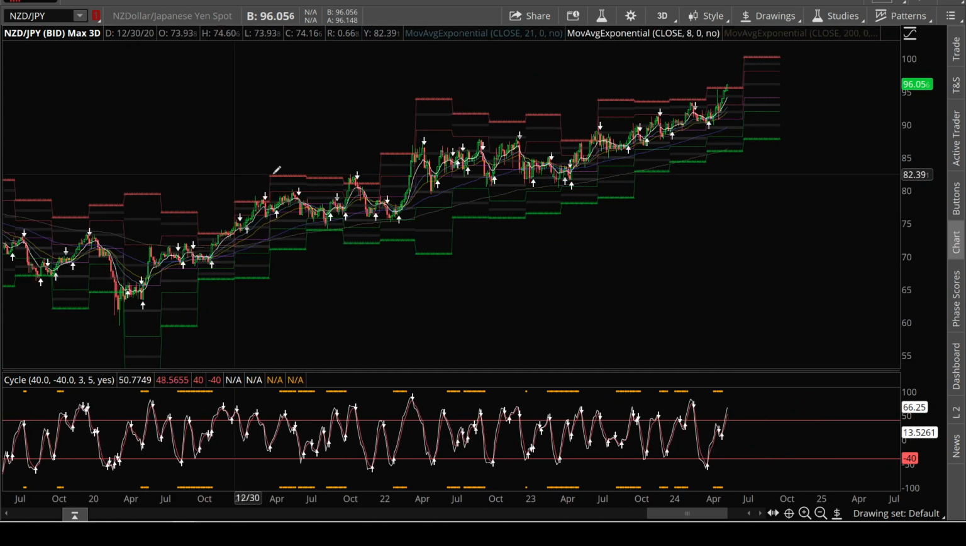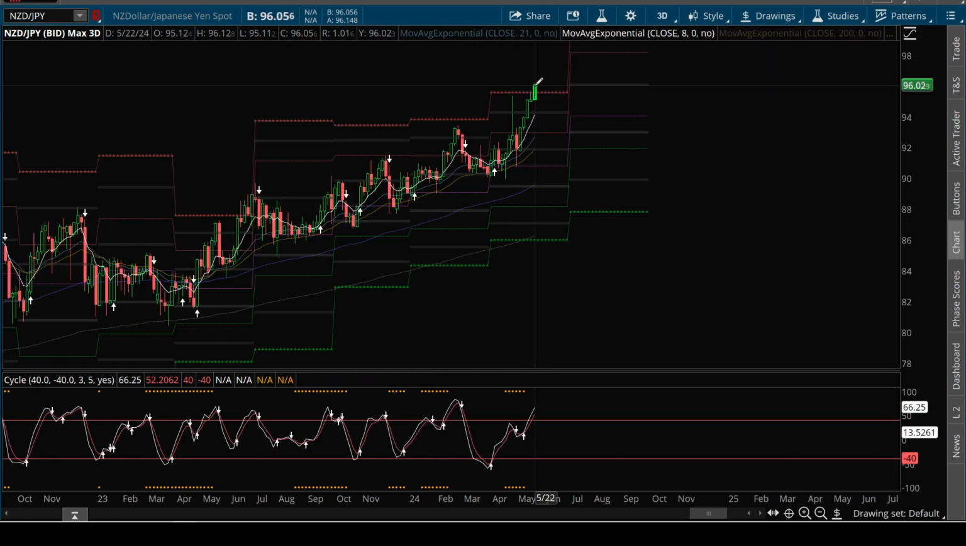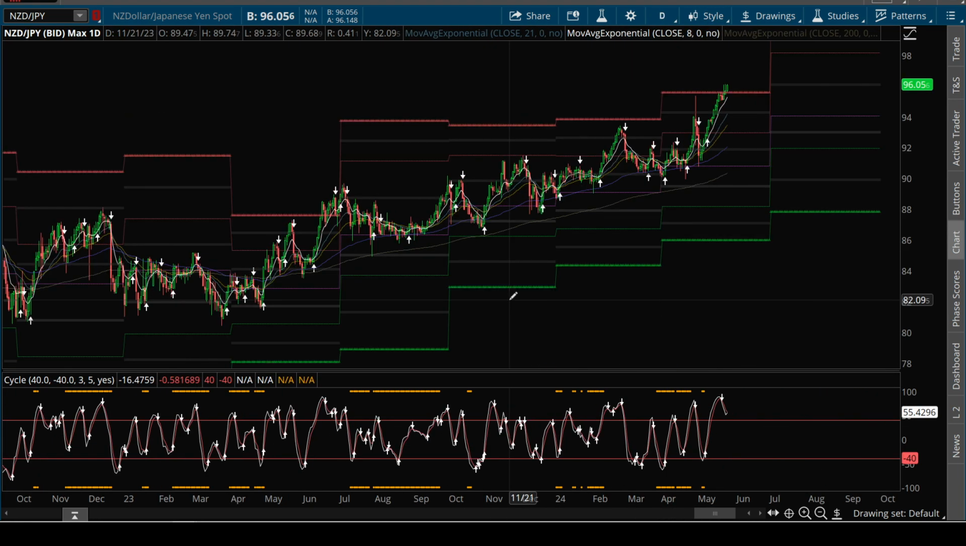NZD yen, nothing to do. You are busting out of your quarterly R2. Nothing really to do right now. 3-day chart. Here's the daily chart, and you're up here, right? And that should about do it, right?